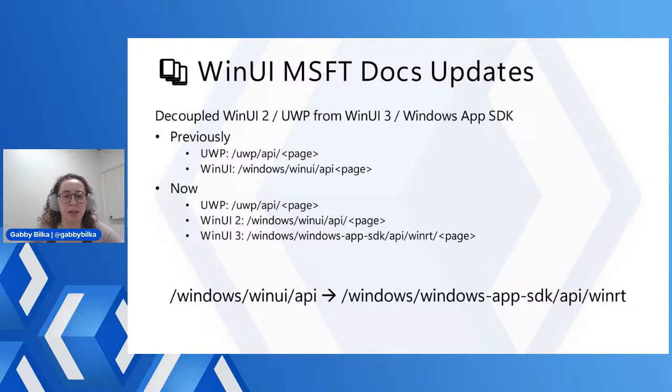So for WinUI 3, the path is now docs.microsoft.com/windows/Windows App SDK/API/WinRT, and then the page. If you have bookmarks, you can manually update those, but we're also doing a lot of work across the docs platform to make this a little bit more automatic and fix some of our broken links. So stay tuned on that. We're working through those, and we hear you.